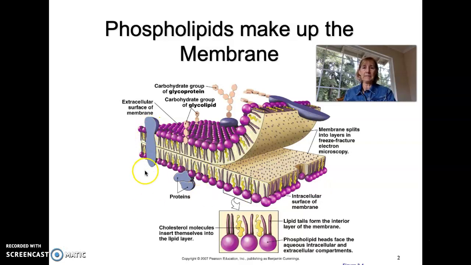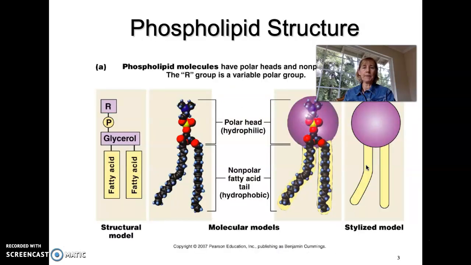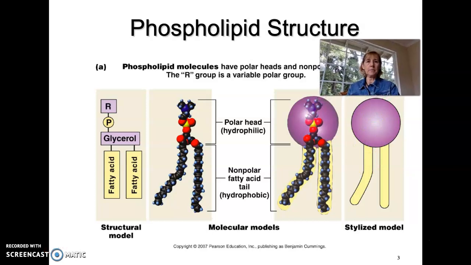Okay, and here's some proteins that go across that membrane. So that's what makes up the membrane. And we also looked more specifically at how we look at it as a ball and two legs, the stylized model like this, where the fatty acids are shown as the legs, and the head here really is that phosphate that has a charge to it, making it polar.